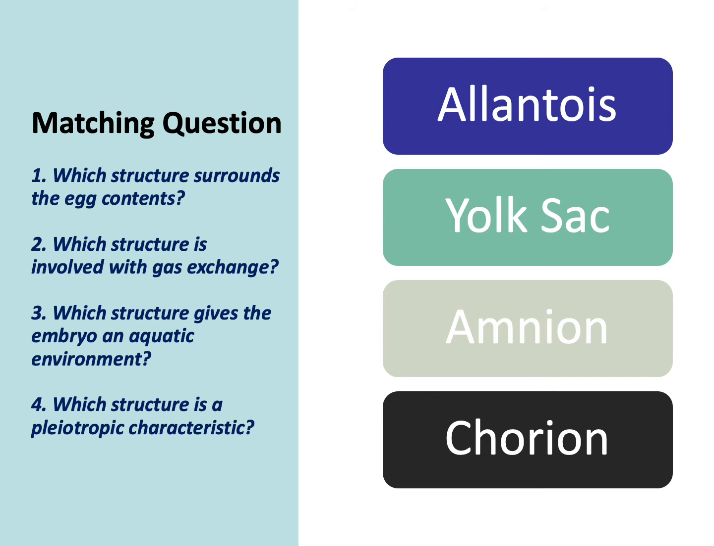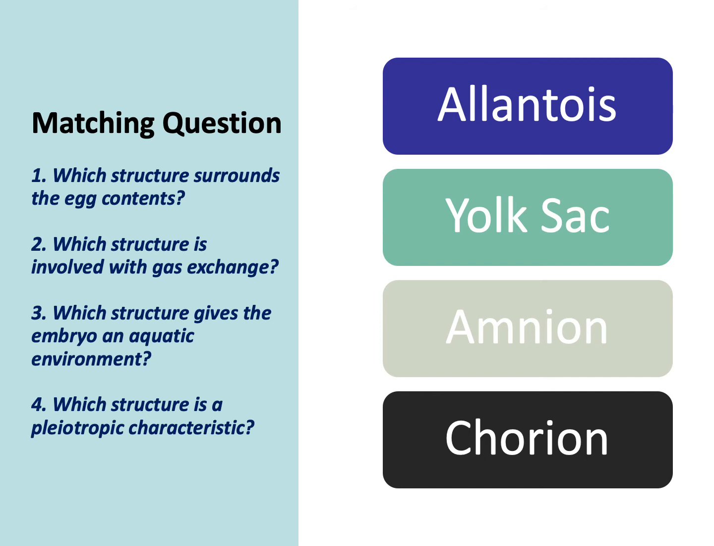So number 3, which structure gives the embryo an aquatic environment? Well, this one should be pretty straightforward because this is basically what we're talking about, right? The amnion. The amnion is the membrane that most closely surrounds the embryo, and because it's fluid filled, it essentially mimics the aquatic environment of, say, the embryo in an amphibian egg or a fish egg, right? So you're basically taking the water and surrounding the baby, so to speak.